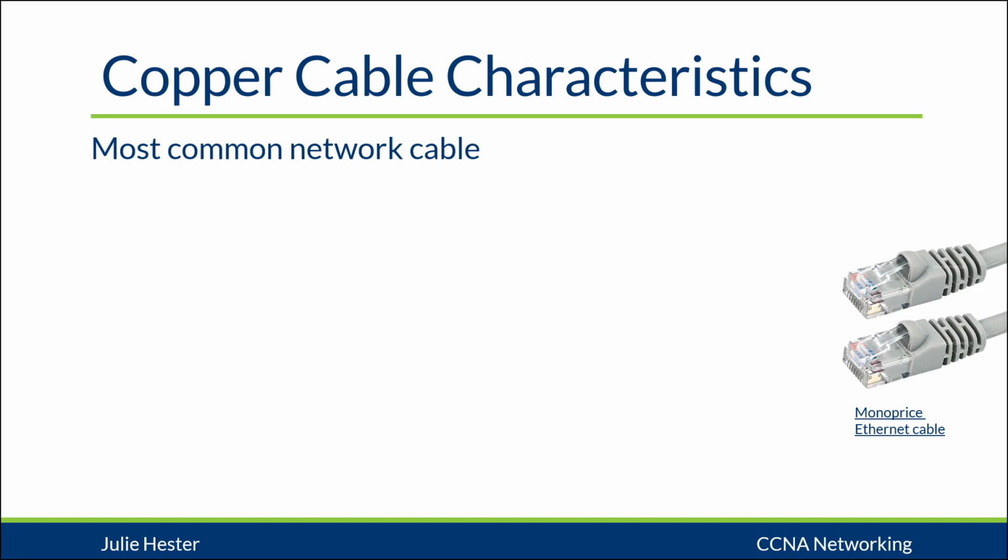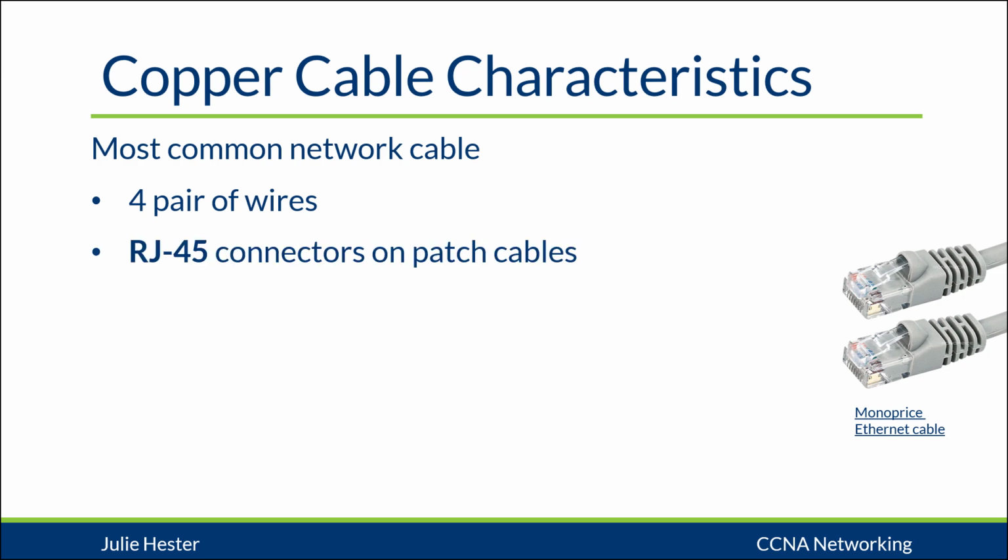All right, so let's look at copper cabling. This is the most common type of network cable that you will find. And on the right-hand side, you can see 2 ends of what we call a patch cable. So a patch cable is going to be used to connect 2 devices. For example, you could connect a desktop computer to a port in the wall using a patch cable. Copper cables have internally 4 pair of wires. And the little plastic ends on the patch cable are called RJ45 connectors.